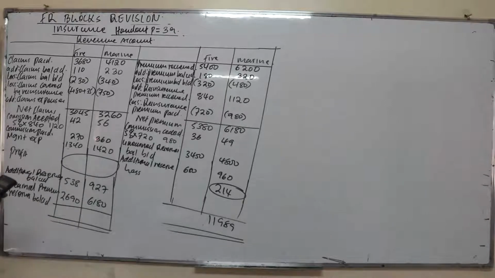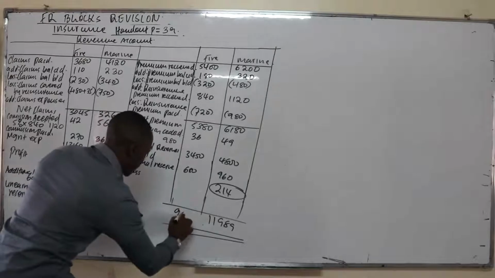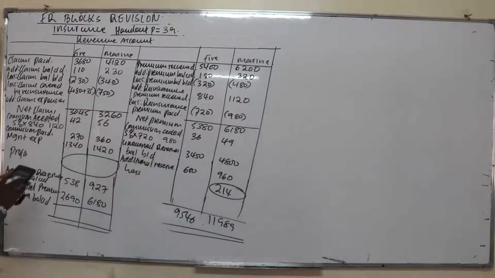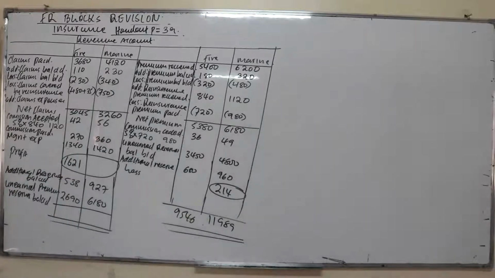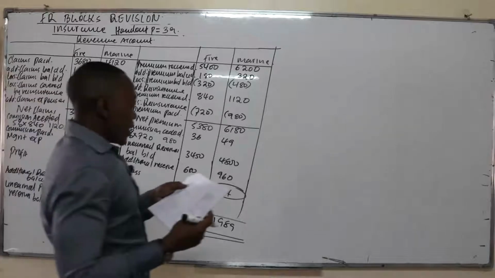Then for fire, so I have 9546. $26.90. And here I have a profit of 16.21. So let's go to the required.